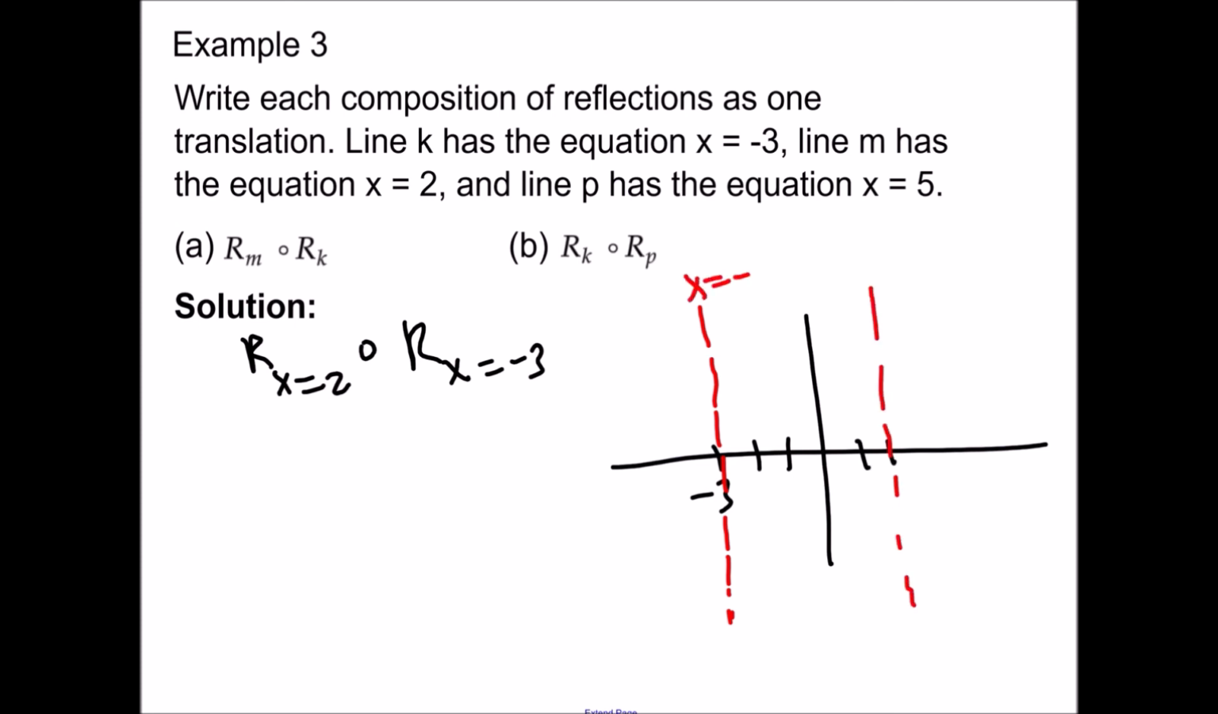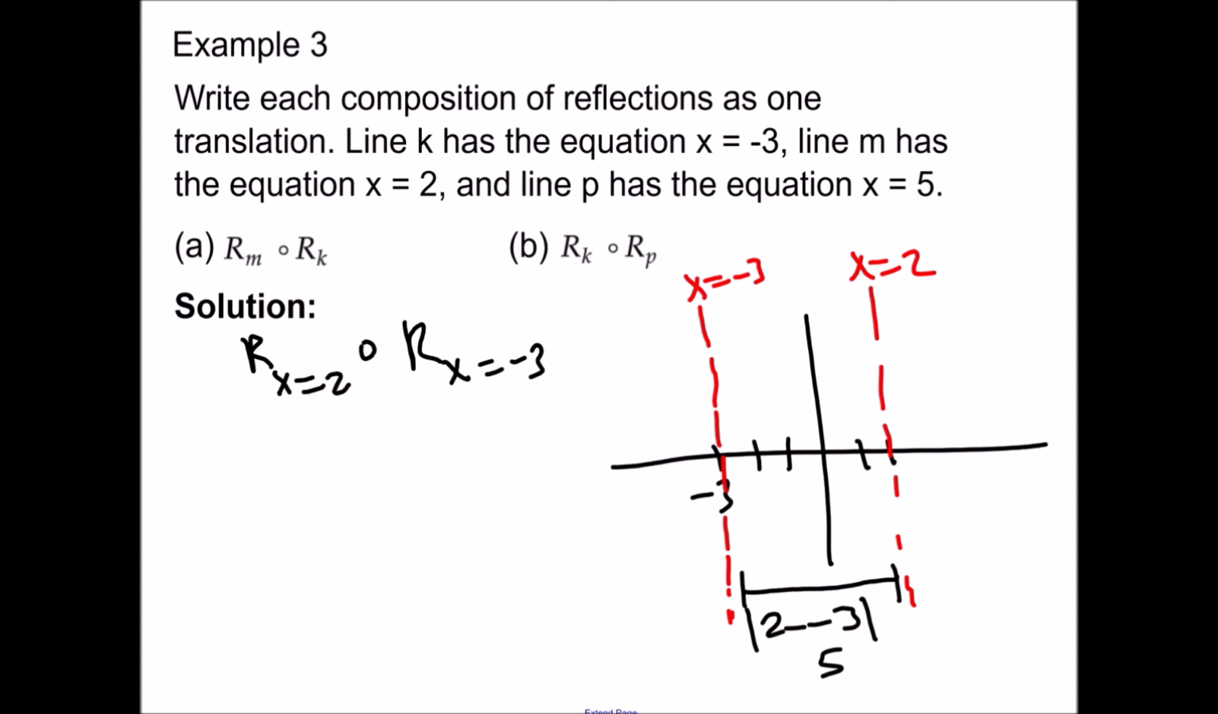This is x equals -3. This is x equals 2. These are my lines of reflection for this. And so basically we know that the distance between these 2 lines is 5. How do I know it's 5? Well, you can subtract the 2 numbers, right? So you could do 2 minus -3, which in absolute value gives you 5. So you can subtract those 2 numbers and take the absolute value, and you get the distance. Or you can just count the distance. So the distance between these 2 is 5.